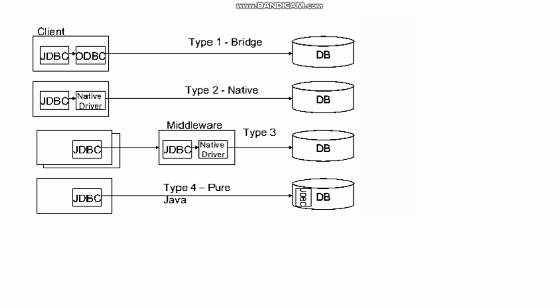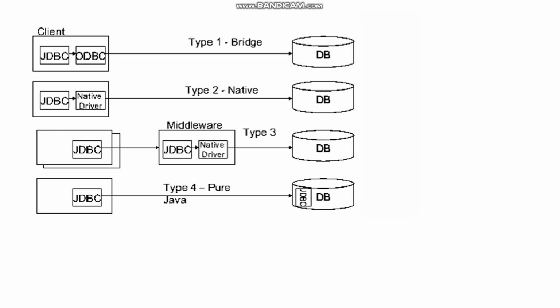The type 1 driver is also called the JDBC-ODBC bridge driver. The type 2 driver is called the native driver. The type 3 driver is called the middleware software driver. The type 4 driver is a pure Java driver. So the JDBC drivers are of four types: type 1, type 2, type 3, and type 4.